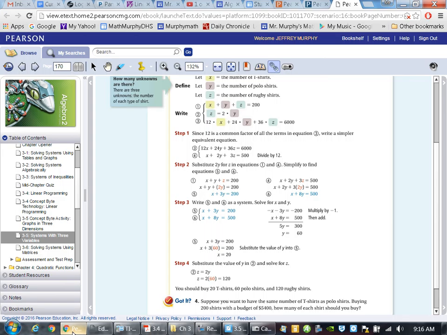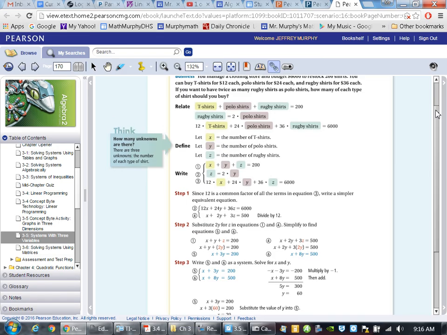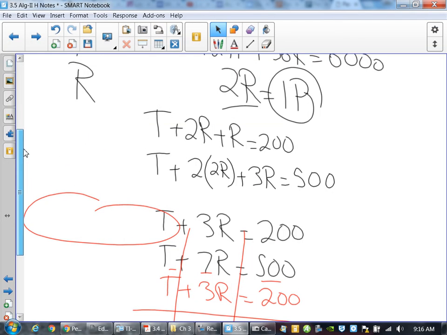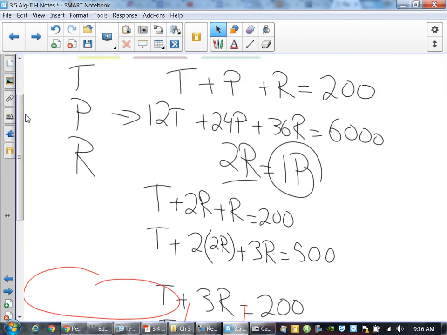X, Y, and Z. Z is, you want twice the number of polo shirts. I got R equals 75. That's right. You want twice the number of rugby shirts. You want twice as many rugby shirts. Wait, why? You double the polo shirts to equal the rugby shirts. That's what I screwed up. Yep. So you need twice as many.